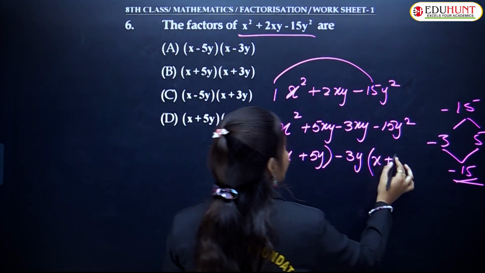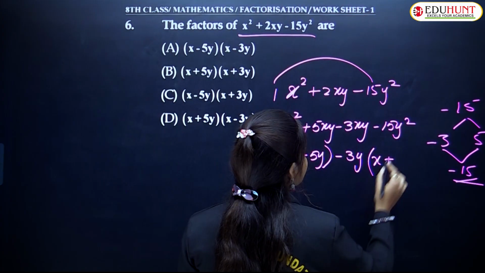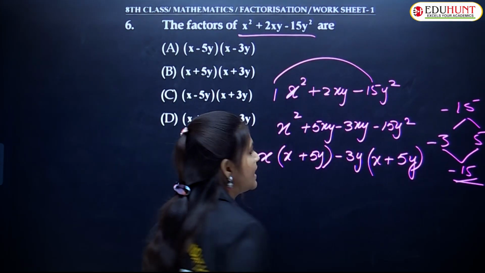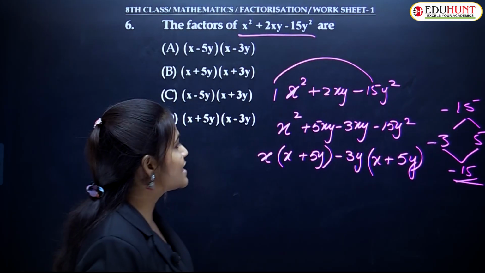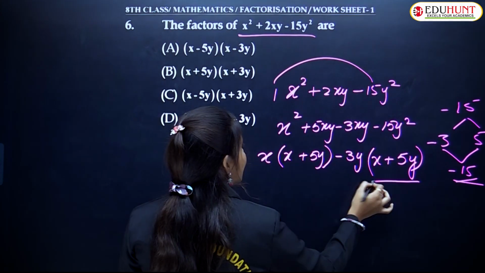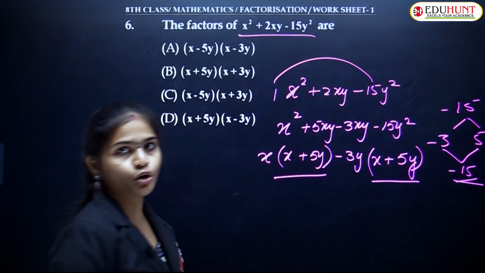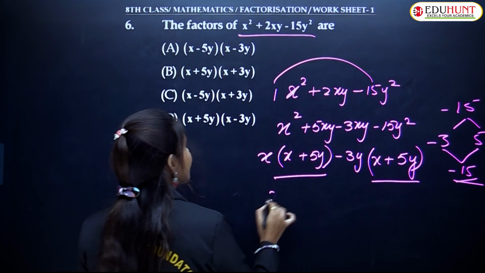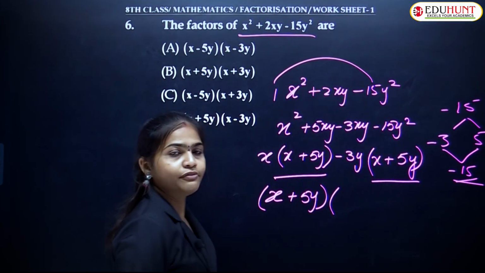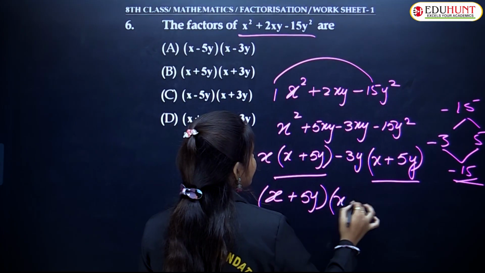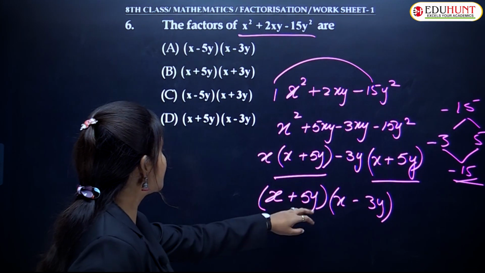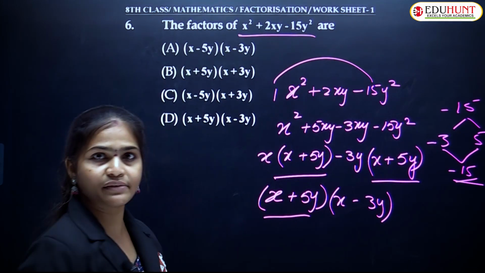Minus into plus is equal to minus, 3 fives are 15, and we already took y as common. That's why x plus 5 is the leftover. See here again, x plus 5y is common in both. From this take x plus 5y as common, and the leftover is x minus 3y. This is the required answer: x plus 5y into x minus 3y.